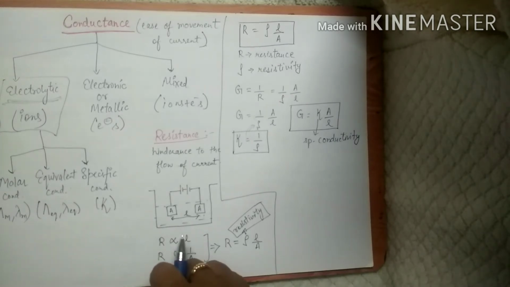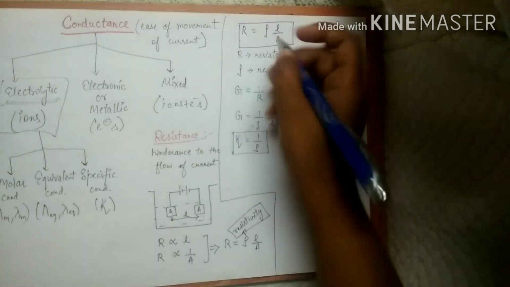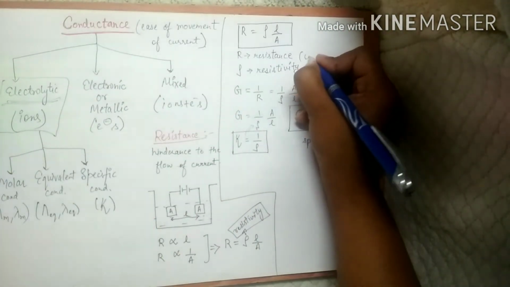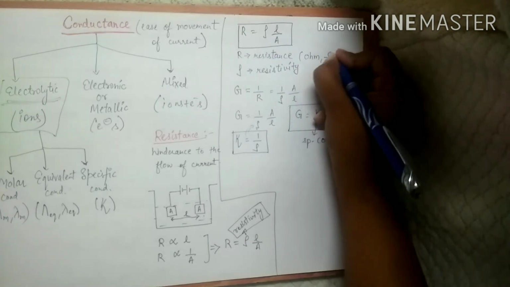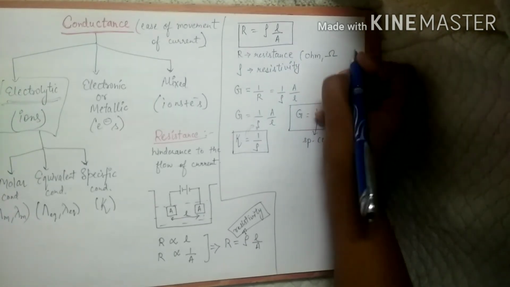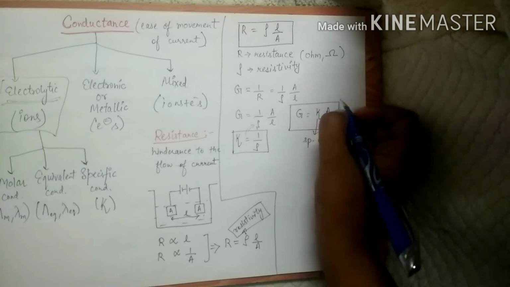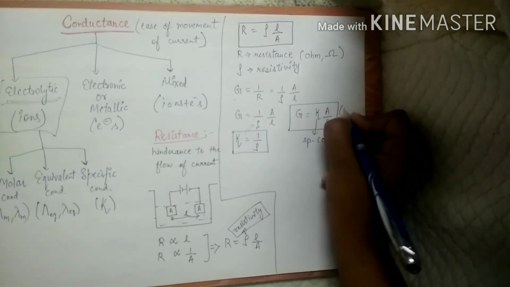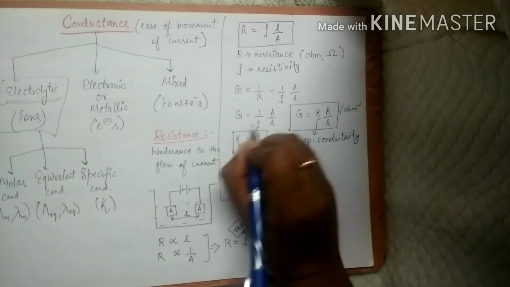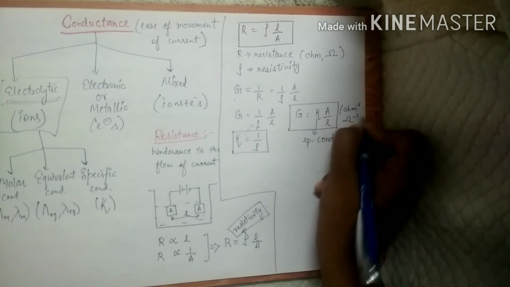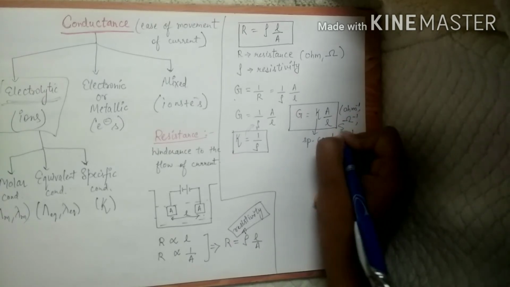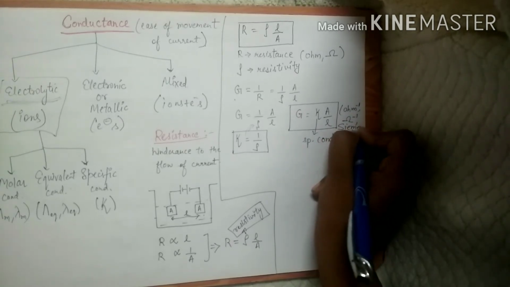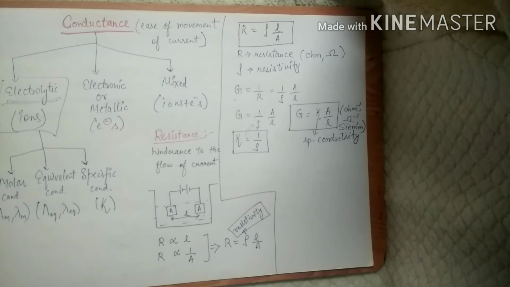Right, so now we want to define the units for each of them. For resistance the unit is ohm. The sign for ohm is this one. Since G is the inverse of R, the unit will also be ohm inverse, or like this, or we also call it Siemen, SIEMEN. This is also a unit of conductivity, right?